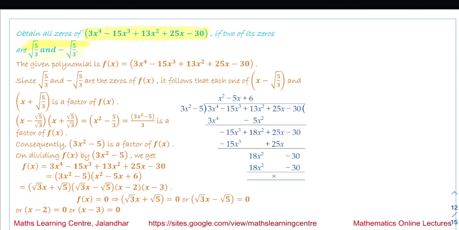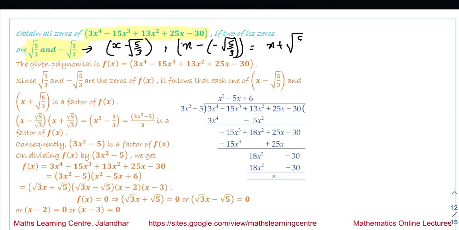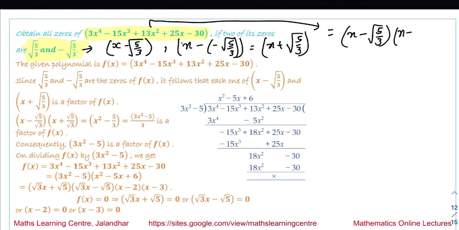If two of its zeros are given to be √(5/3) and -√(5/3), then from this we can see that its factors are x - √(5/3) and x + √(5/3). It means this polynomial we can write as equal to (x - √(5/3)) into (x + √(5/3)) into some polynomial g(x).